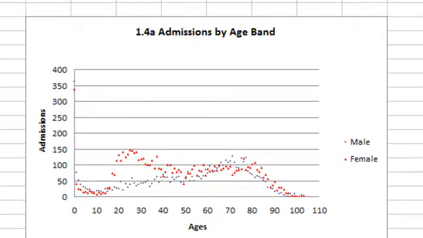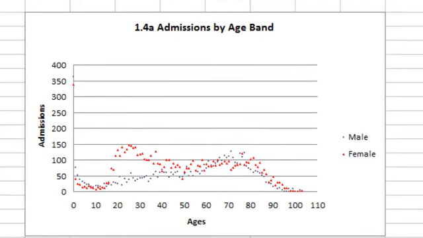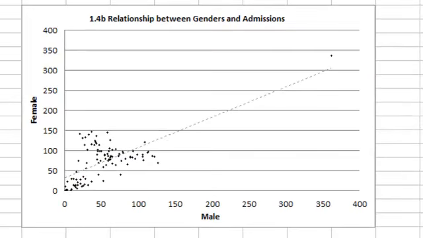Scatter plots show all the values of a variable. Scatter plots are generally used to show the relationship between two variables where one of them is not time. So it is not as suitable as line graphs for showing admissions against age. We can see in graph 1.4b the relationship between genders and admissions using a scatter plot.